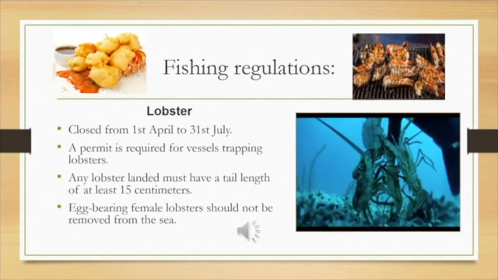Now that we know prohibited fishing methods, let's discuss fishing regulations in the Bahamas. These regulations protect various different animals, beginning with the lobster. Yes, there is an open and a closed season as to when fishermen can capture the lobster. From April 1st to July 31st, no lobster is to be removed from the sea.